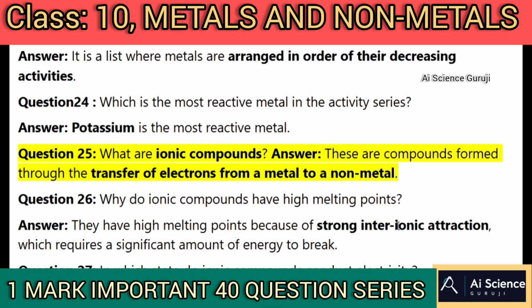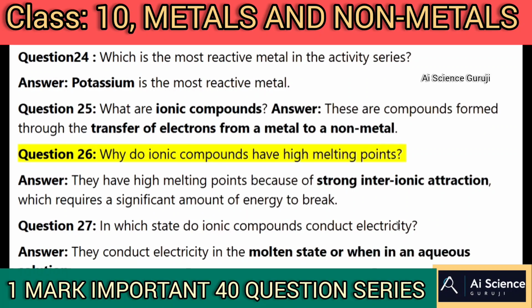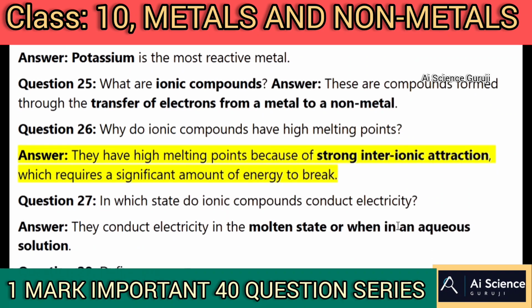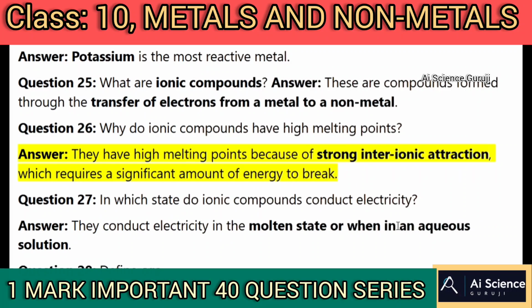Question 25. What are ionic compounds? Answer. These are compounds formed through the transfer of electrons from a metal to a non-metal. Question 26. Why do ionic compounds have high melting points? Answer. They have high melting points because of strong interionic attraction, which requires a significant amount of energy to break.